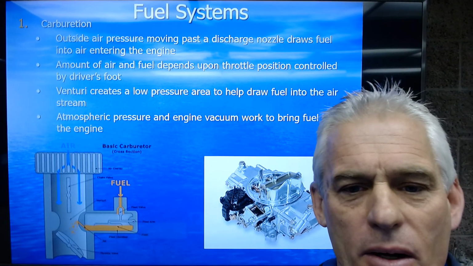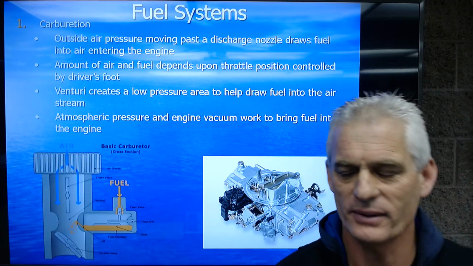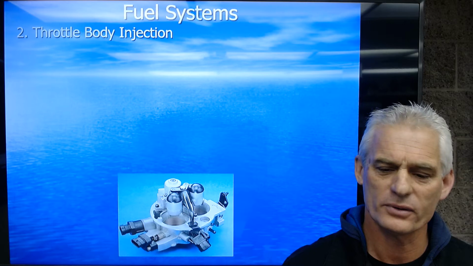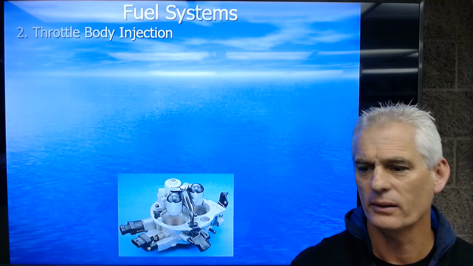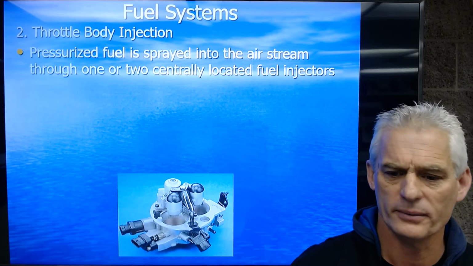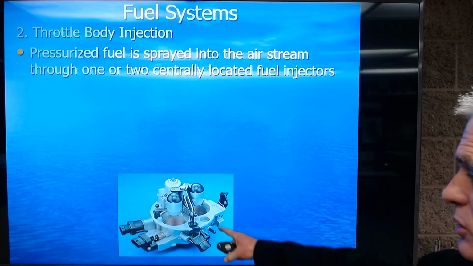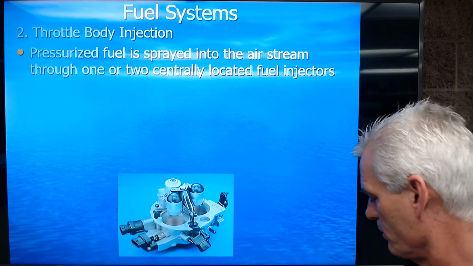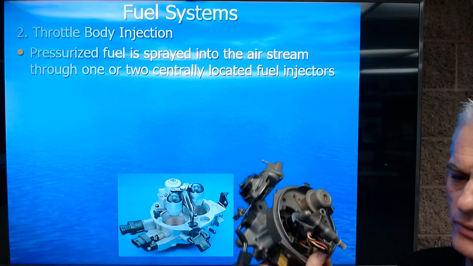Any American car since about the late 70s or early 80s. Okay, all right. So the next type of fuel system that was developed in the mid 80s is what's called a throttle body injection unit. And here's one here. This is a 2-barrel throttle body injection unit. And I have a 2-barrel Ford throttle body injection unit right here.